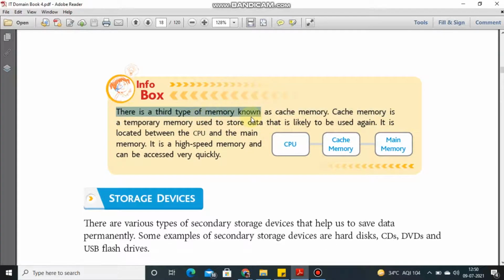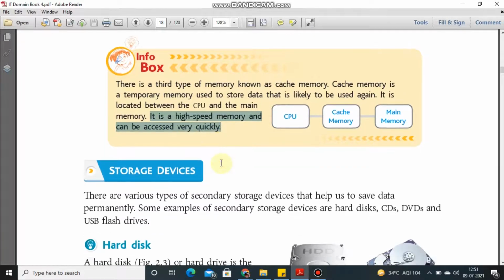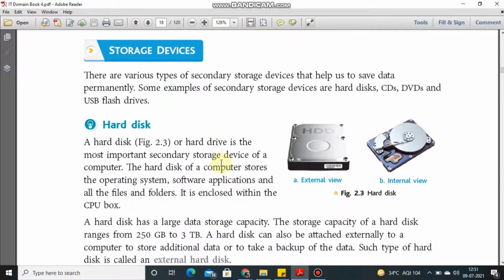There is a third type of memory known as cache memory. Cache memory is a temporary memory used to store data that is likely to be used again. जो डेटा बार बार यूज होता है, frequently used data are stored in cache memory which can be used at any time, and it is located near to the CPU. Hence कैश मेमोरी से डेटा सीपीयू में बहुत फास्टली जाता है. It is a high speed memory and can be accessed quickly.